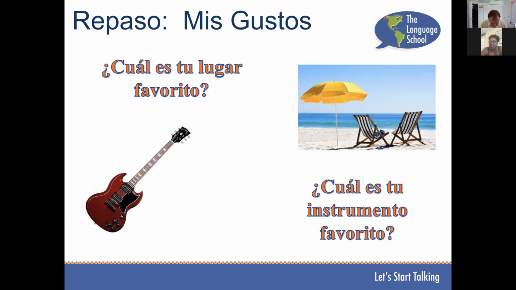¿Cuál es tu instrumento favorito? Mi instrumento favorito es... I don't know. How do I say everything? Me gustan todos los instrumentos. Okay. I like all instruments. Okay. So todos los instrumentos. Okay. I can't play any, but I do like them all. Bien.